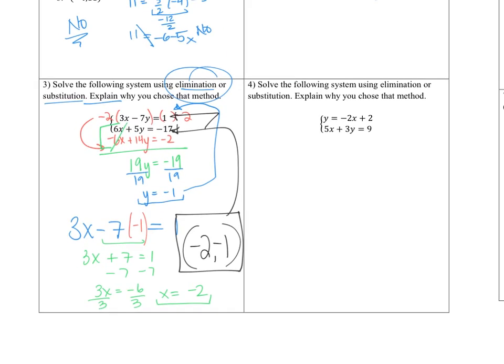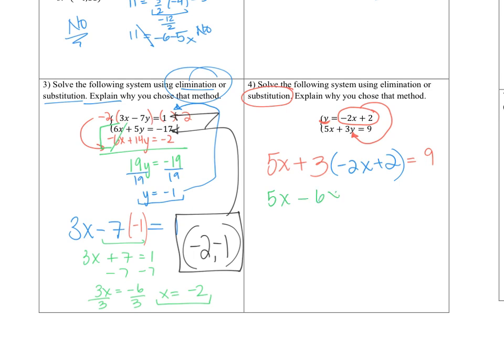All right, let's look at number 4. Number 4 wants us to solve the system, again, using elimination or substitution, and explain why I chose each method. So I would use substitution on this one, and that's because I have a y equals equation. So this negative 2x plus 2 should plug in to the second equation in place of y. So that gives me 5x plus 3, I'm going to put that negative 2x plus 2 in there, equals 9. So if I distribute everything, that's going to be 5x minus 6x plus 6 equals 9.